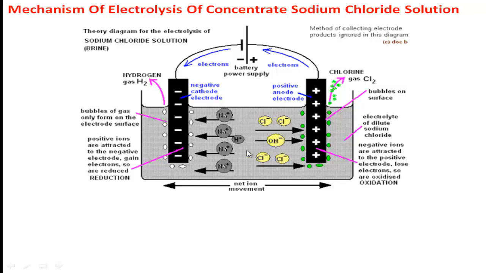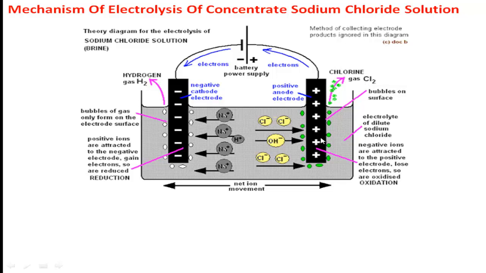Although this is a concentrated solution, that means the amount of sodium chloride is more than that of water, the hydroxyl ion has more tendency to release electron than the chloride ion. But since this is a concentrated solution, the percentage of sodium chloride is more than that of water. For this, the presence of more chloride ions means they will reach the anode first and release electrons, because oxidation takes place here.